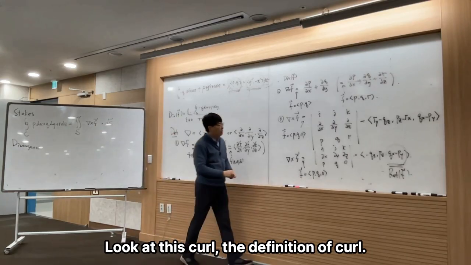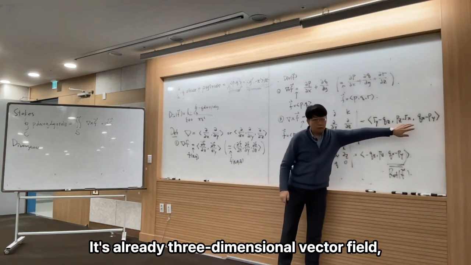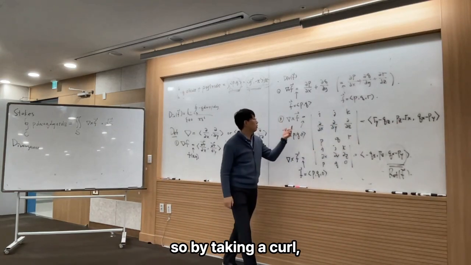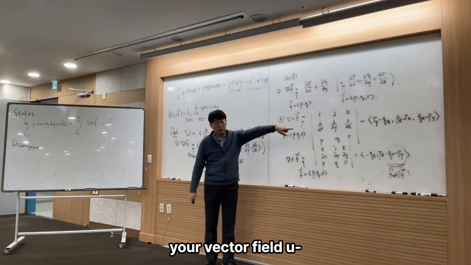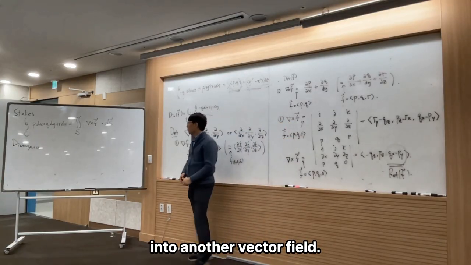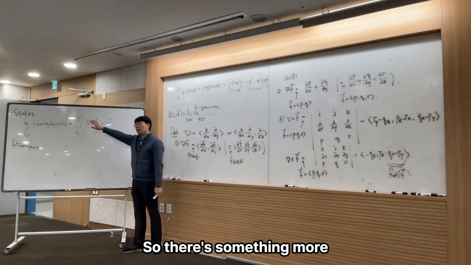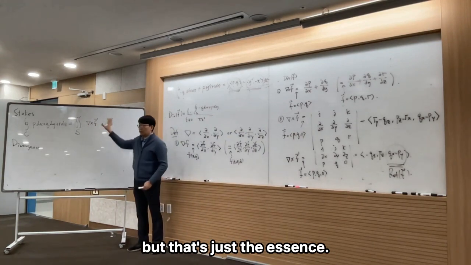Look at this curl, the definition of curl. It's already a three-dimensional vector field. So by taking a curl, you transform your vector field into another vector field. So that's the Stokes theorem. There's something more that I need to explain, but that's just the essence.